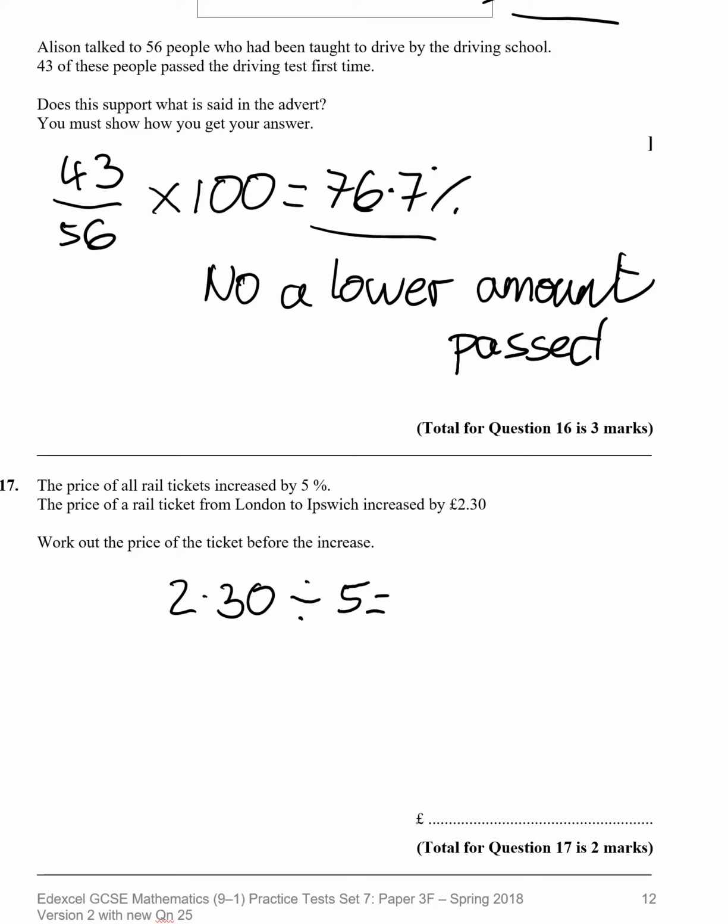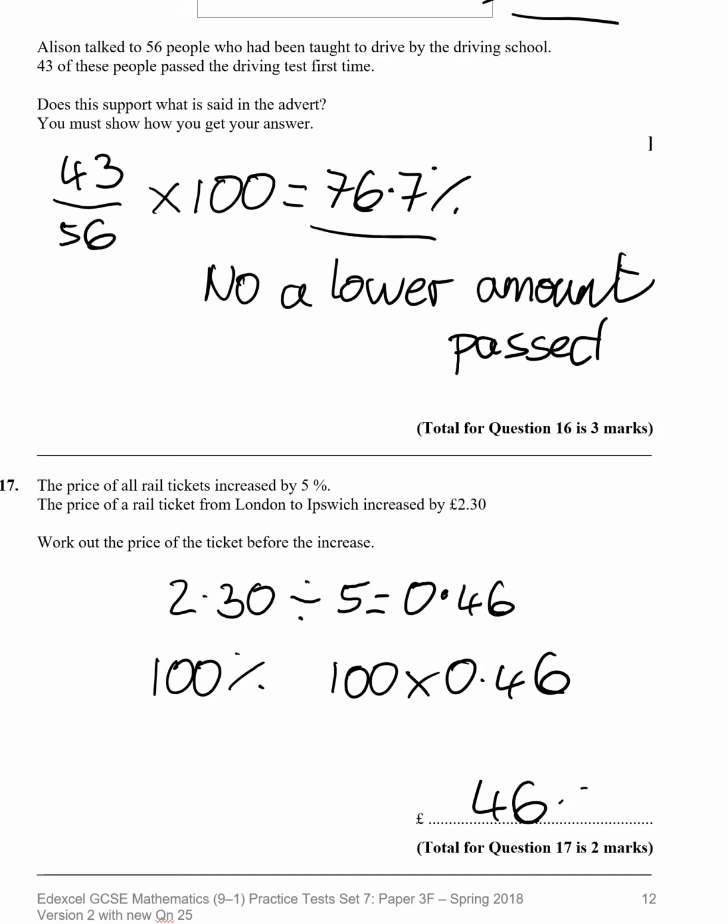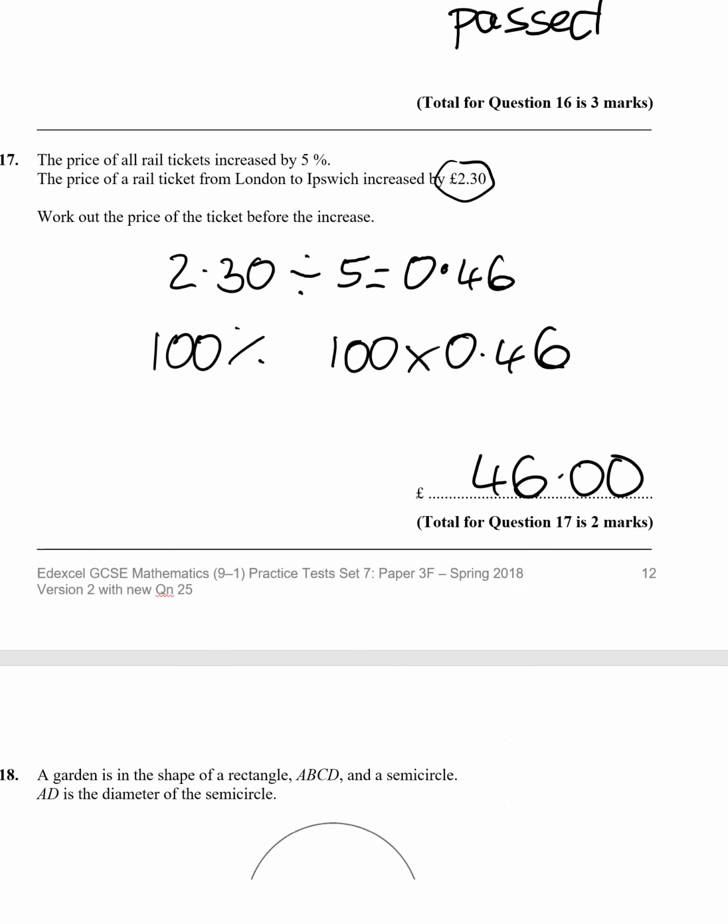So 1% is 0.46. So actually, to get 100%, we just need to do 100 times 0.46. So the rail fare was £46. So we worked out that that was 5%. So we divided it by 5 to get 1%. Then we times it by 100 to get the 100%.